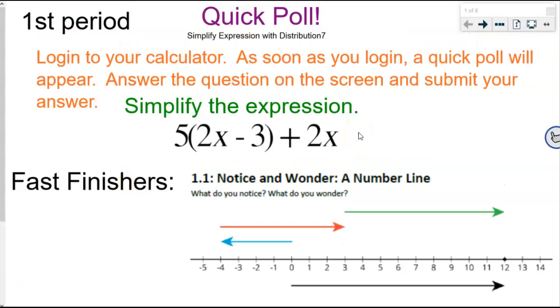To start this lesson, we're going to review simplifying expressions with this quick pull and with this warm-up. So pause the recording long enough to get this done, and we'll go over it when you return.